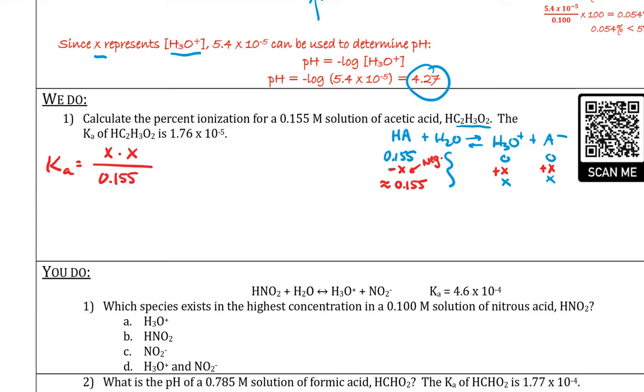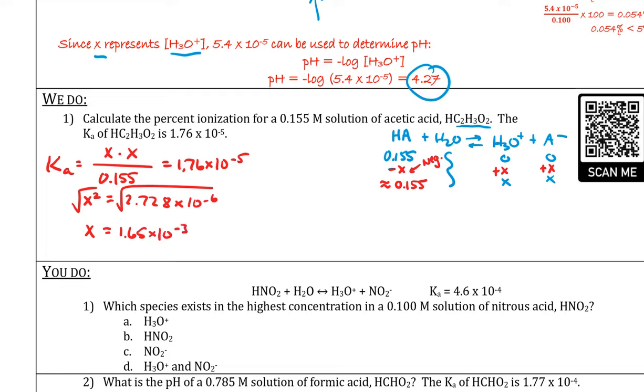Again, treating the X as negligible in that case. And we know what Ka is as well, right? Ka given is 1.76 times 10 to the negative 5. So really we're down to solving from there, crisscross multiply, however you go about doing that. X squared at this point would be 2.728 times 10 to the negative 6. And then if I do a square root of both sides, X is 1.65 times 10 to the negative 3.